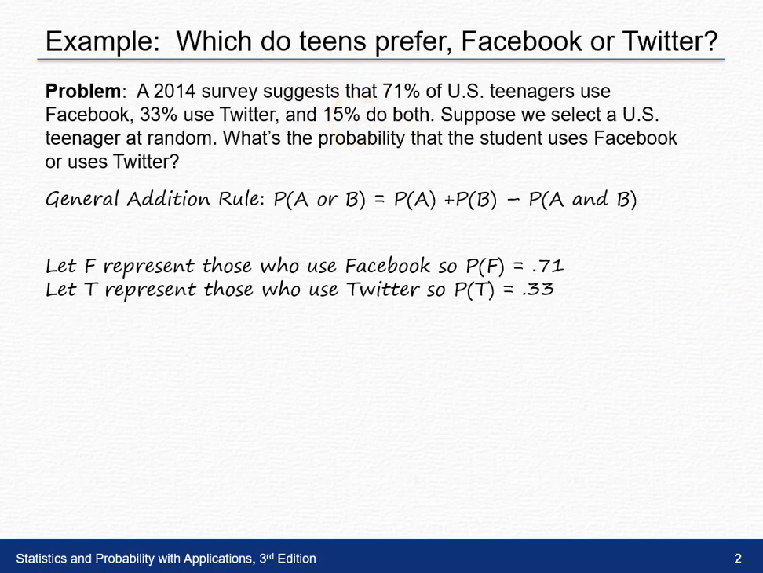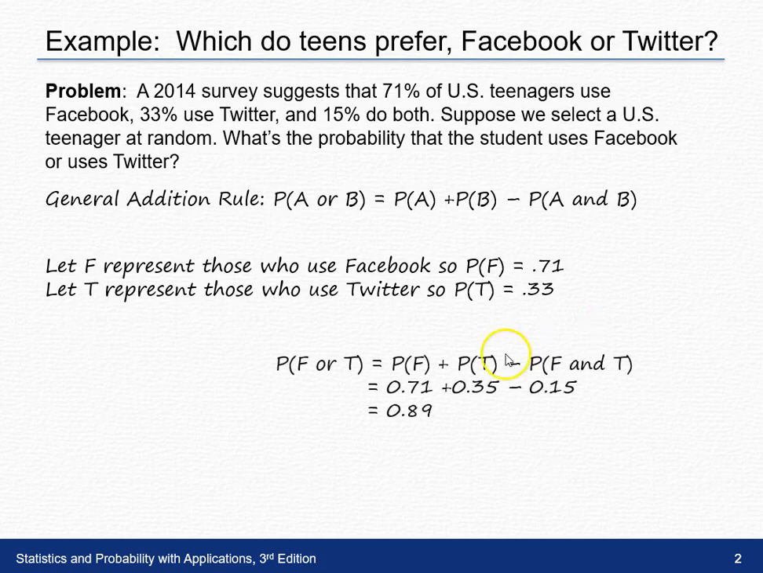So plugging these into the general addition rule, I have the probability of using Facebook or Twitter is the probability of Facebook plus the probability of Twitter minus the probability of a student using both. Plugging in our 3 probabilities that were given, we end with a final answer of 0.89.